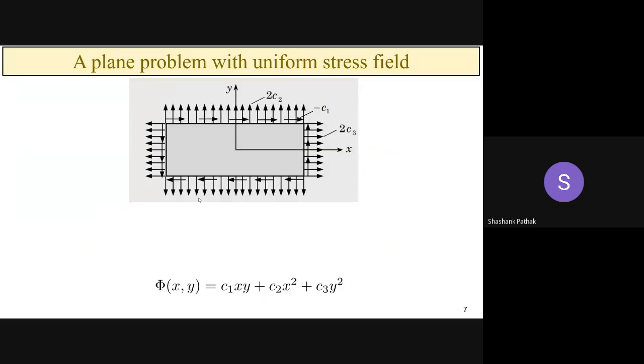Now, we are going to discuss a plane problem with uniform stress field using the Airy stress function. So here you see, let me first describe the problem. This is a plate. On this plate, these stresses are applied: 2 times C2 here, 2 times C3 here, and these are the shear stresses that you are seeing, minus C1, and they are applied throughout the plate. So all the stresses are applied in the plane. Okay. And this function has been given.